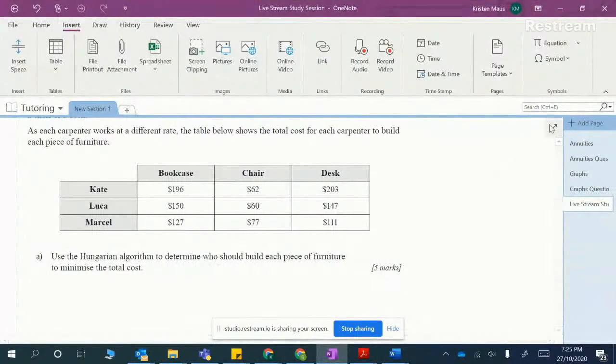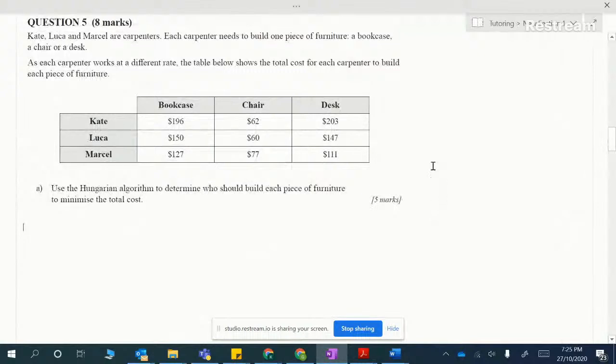I'm seeing a bit of a lag on the screen here. Let me know if it's really bad, though I don't really know how to fix it, so fingers crossed. Okay, so here's a question that was on the sample paper, the publicly available sample exam, and this is a Hungarian algorithm question. It even says it in the question there.